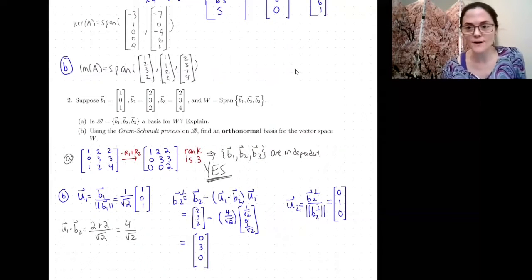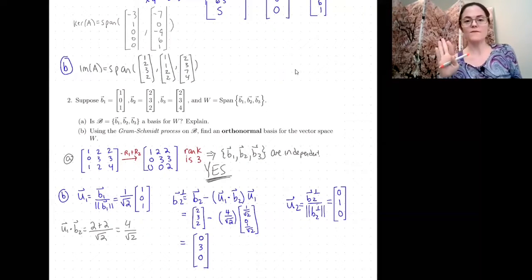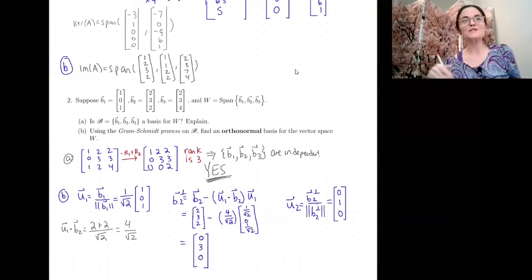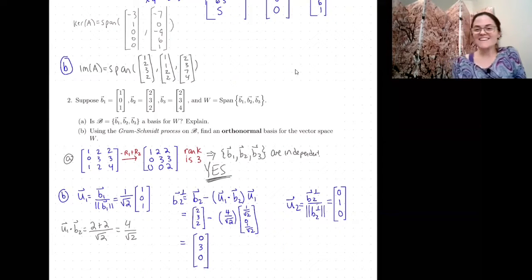In fact, W is R3. Because look, we have 3 vectors in R3 that span W. So W is a 3-dimensional subspace of R3. That means W is R3. The only n-dimensional subspace of Rn is Rn itself. Okay, great. Well, now let's move on.